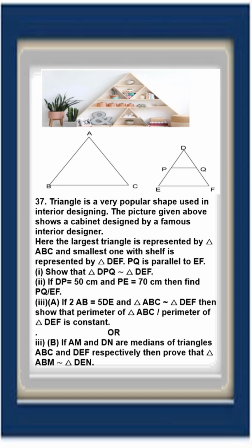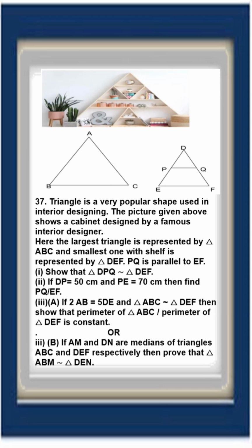PQ is parallel to EF. Show that triangle DPQ is similar to triangle DEF. The second one, if DP is 50 cm and PE is 70 cm, then find PQ by EF. The third one, there are two choices.